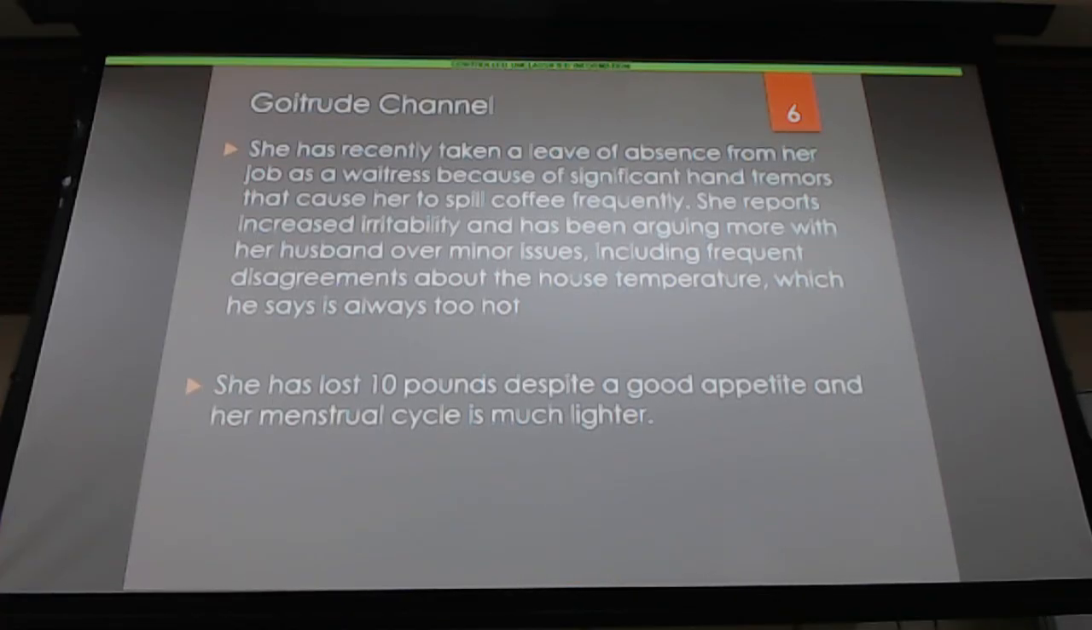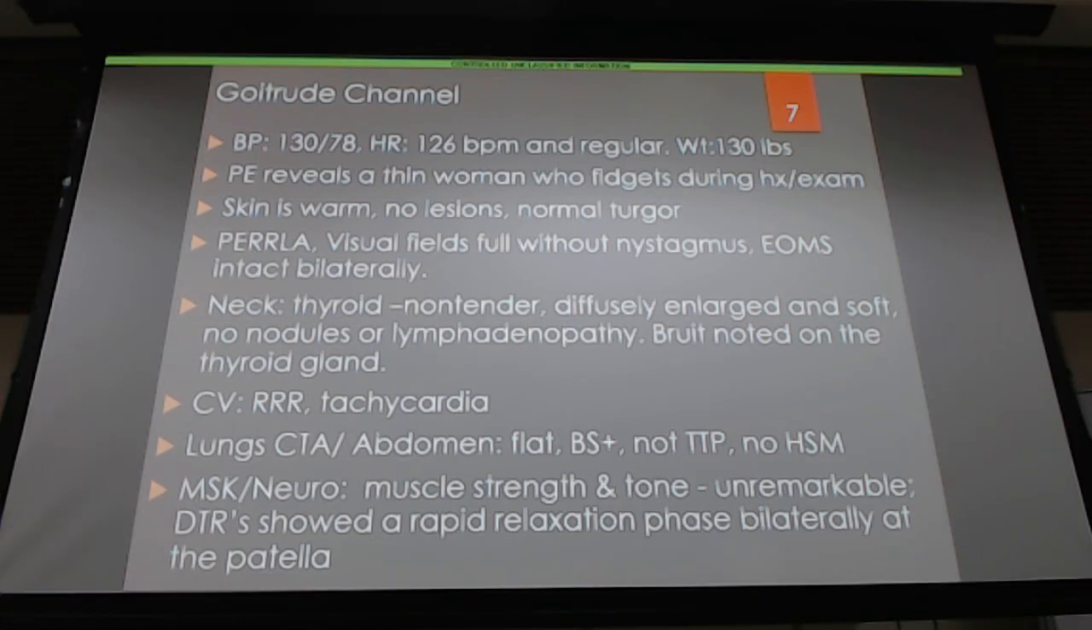All right, so we have a pretty solid history. What do we do next? Before the lab, yeah, you're good. I like it. Okay, do we like her vitals? Are we worried about them? What do you think? Heart rate, yeah, 130. We could maybe compare what her weight was last time to confirm that weight loss. All right, so she's a thin woman. She's a fidgeter. Warm skin, no lesions, normal turgor.